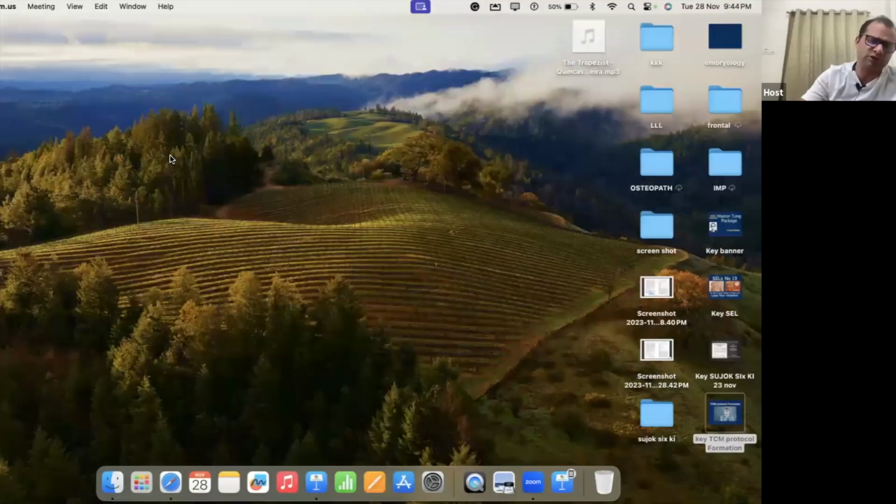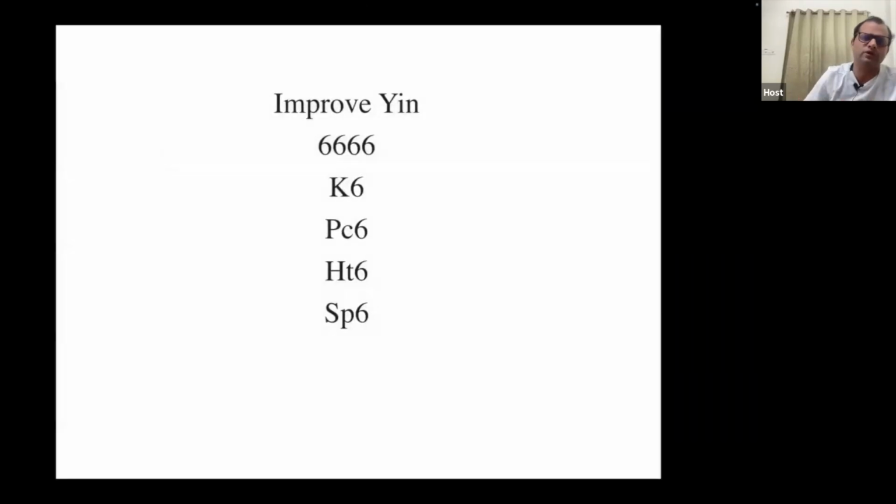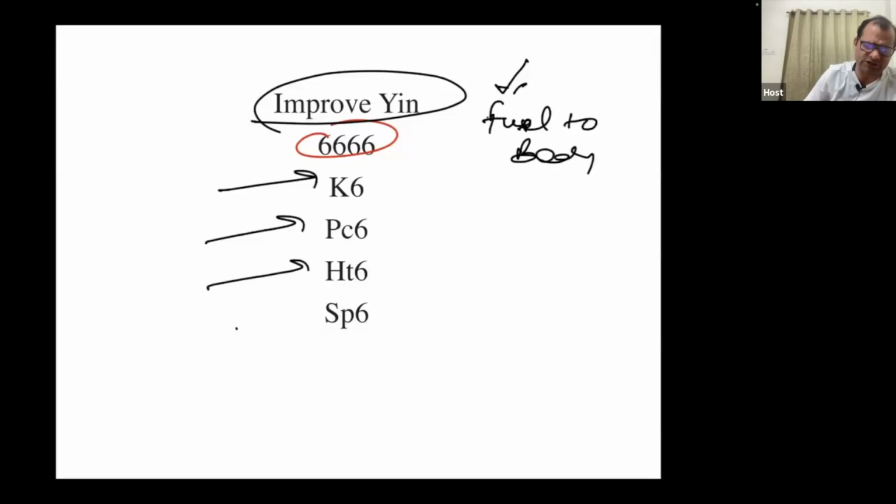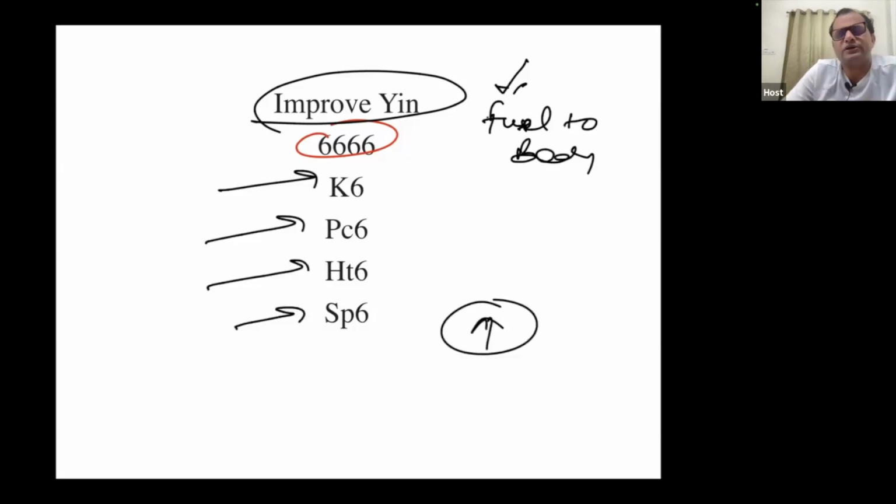So now many times we want to improve the yin. हमें कई बार yin को बढ़ाना होता है. So always remember these 4 points, and it is called 6666 formula. 6666 formula to improve the yin. To improve the yin means we are giving fuel to body. So kidney 6, pericardium 6, heart 6 and the spleen 6. Tonify all. हम जब इस 4 पॉइंट को टोनिफाई कर देते हैं तो हमारा शरीर की फ्यूलिंग हो जाती है. Our body is getting fuel.